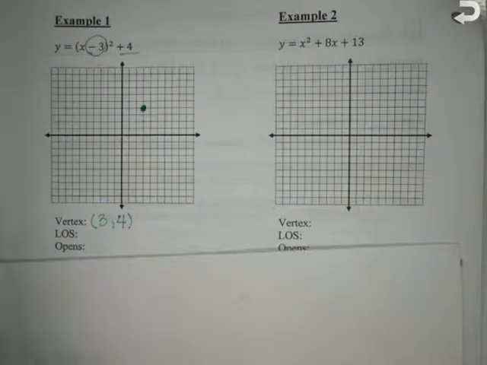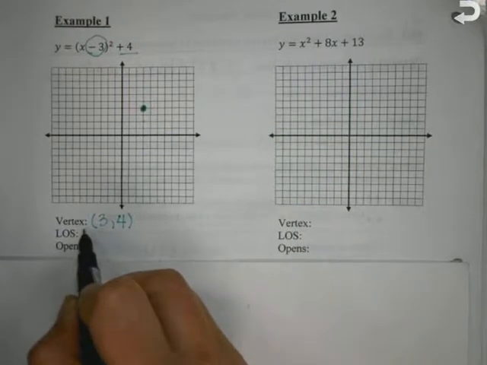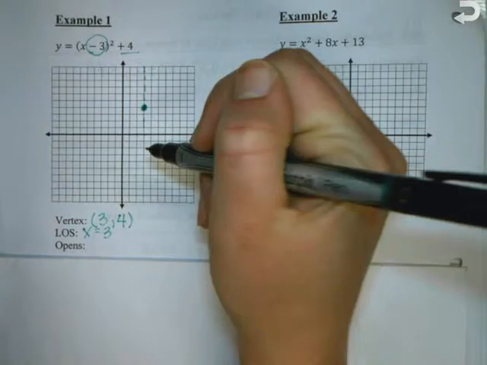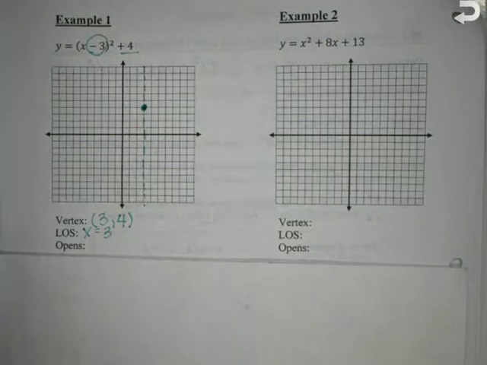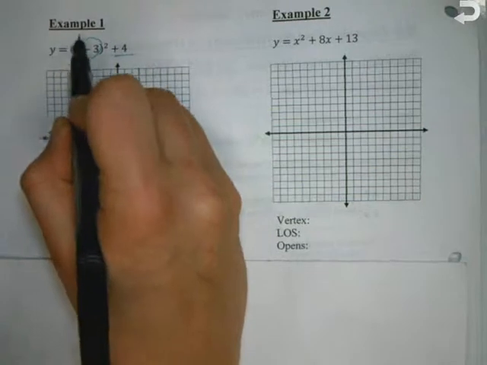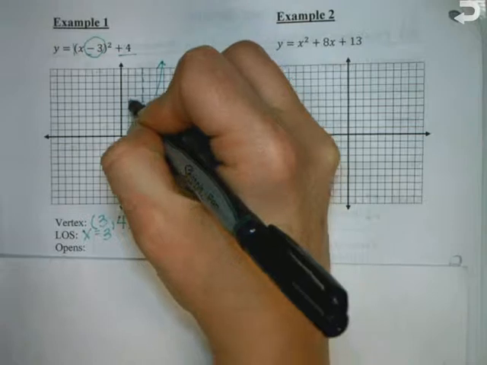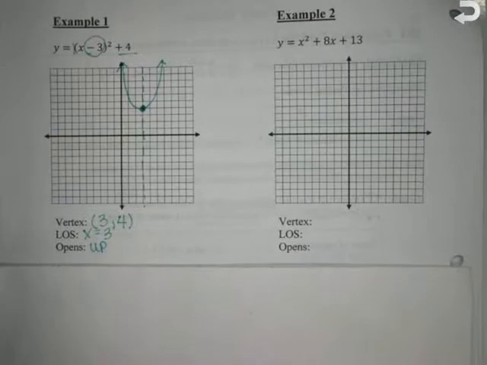Okay. The LOS, the line of symmetry, is the x-coordinate. So LOS is going to be x equals 3. So let's draw our line of symmetry all the way through. And does this one open up or down? It opens up because what's actually in front of the parentheses that we can't see? A positive 1. Okay, so this one's going to be opening upward. So let's just sketch it. Right now we're just sketching. So this one opens up, so it doesn't really matter how wide it is right now. Okay. You guys okay with that so far?